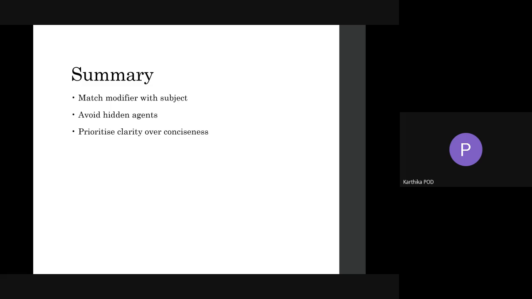The second thing is avoid hidden subjects. Agents is a better word. When I say agent, the definition is doer of the action. That's called an agent. So avoid hidden agents. You tell who did that. Is it I, or professor, or he, or she, or they, or we, right?